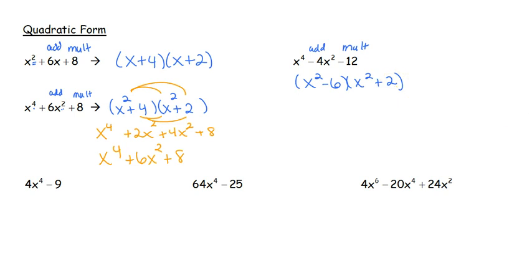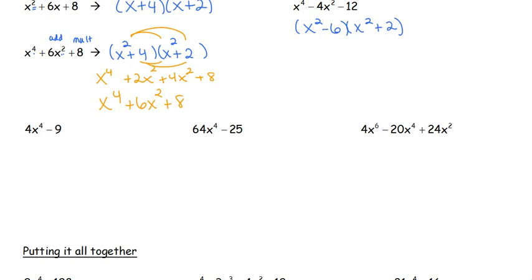Okay. The next ones are going to be quadratic form of difference of two squares. We have a subtraction sign, we've got two perfect squares. So it's not a quadratic, but it's going to follow those same rules. We break it into two pieces. If it's a difference of two squares, we know one's a plus, one's a minus.